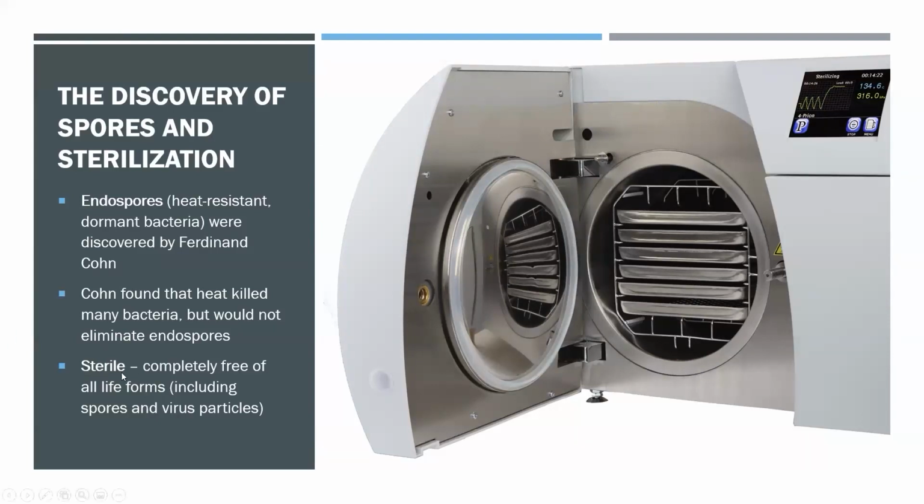And to sterilize is to completely free a surface, whatever it is, of all life forms. This includes spores, viruses, bacteria, archaea, all gone. And one of the ways we do this is with an autoclave, shown here. It has little metal trays. You can close the door on it. It gets super, super hot with high pressure.